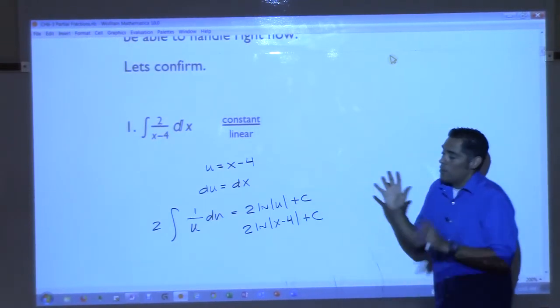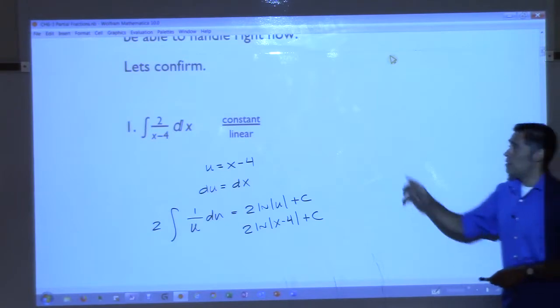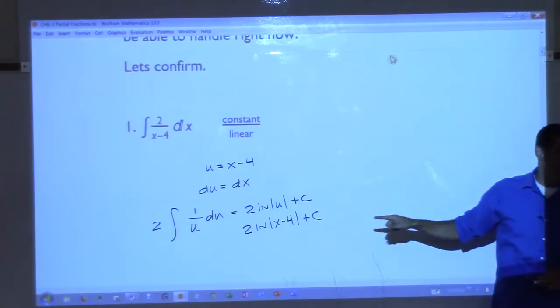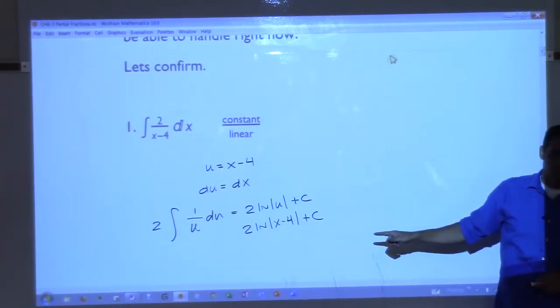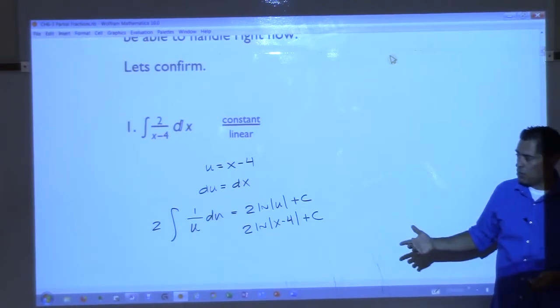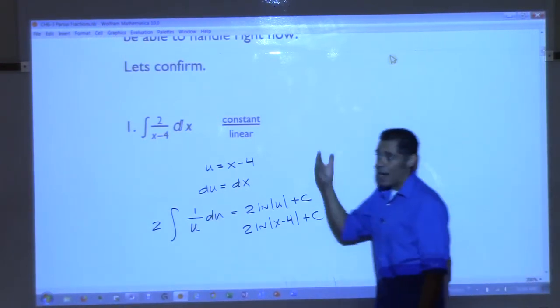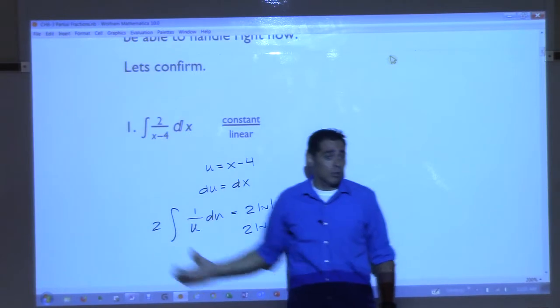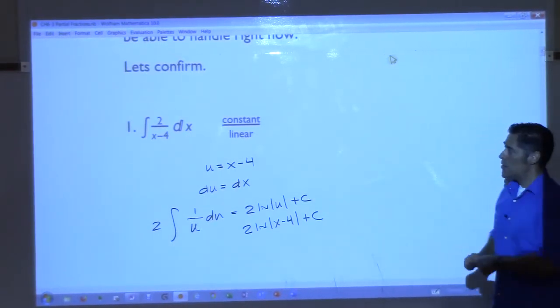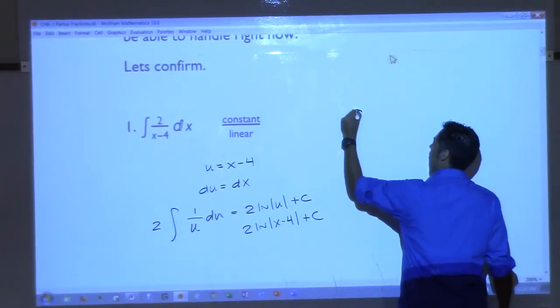But what I really mean is that you should be able to do that without writing a single thing down, other than the answer. You should be to the point where you can just write the answer to this without having to go through all these steps. So let me give you another example next to this one.